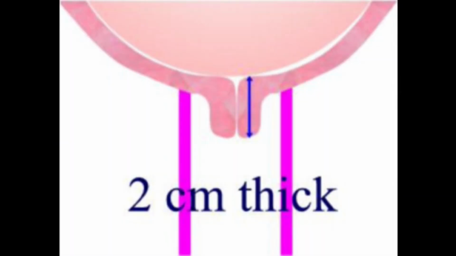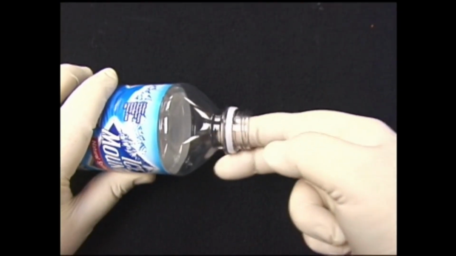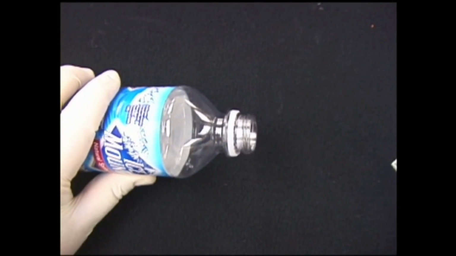Effacement refers to the thickness of the cervix, typically recorded in centimeters. If this water bottle neck were a cervix, you would say it is 2 centimeters thick.